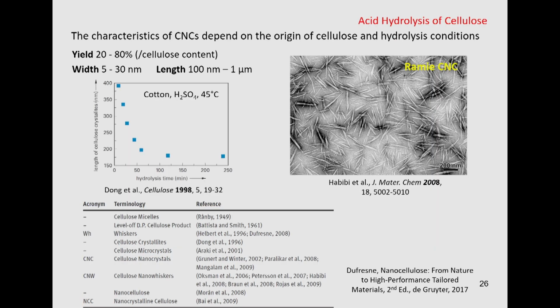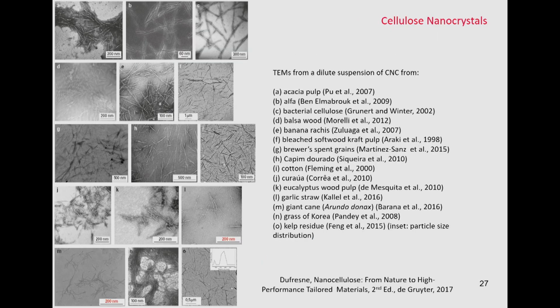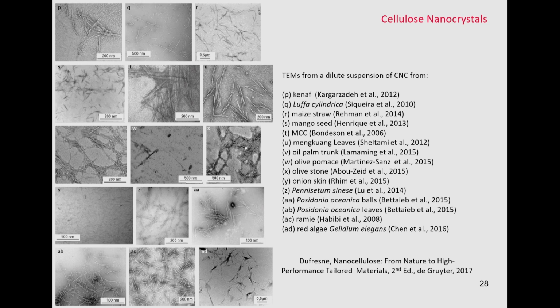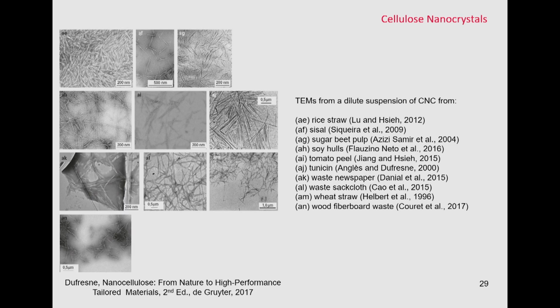So again, different terms have been used to describe this kind of nanoparticle obtained from cellulose by an acid hydrolysis treatment, and finally, cellulose nanocrystal should be used. And you can see that for different sources of cellulose, the aspect is very similar. It's always rod-like stiff nanoparticles. So some other examples, different sources of cellulose, and here again.